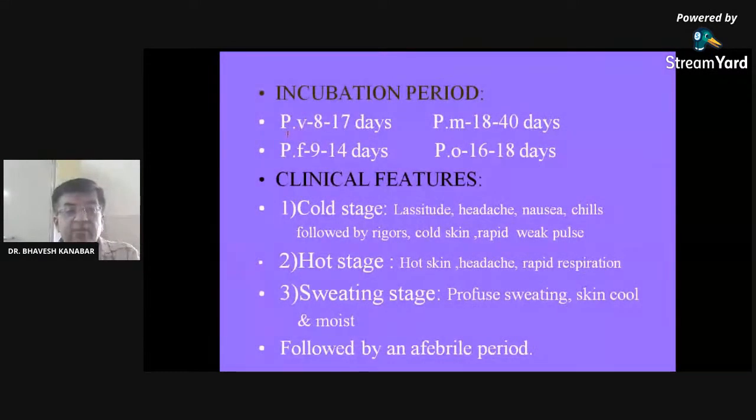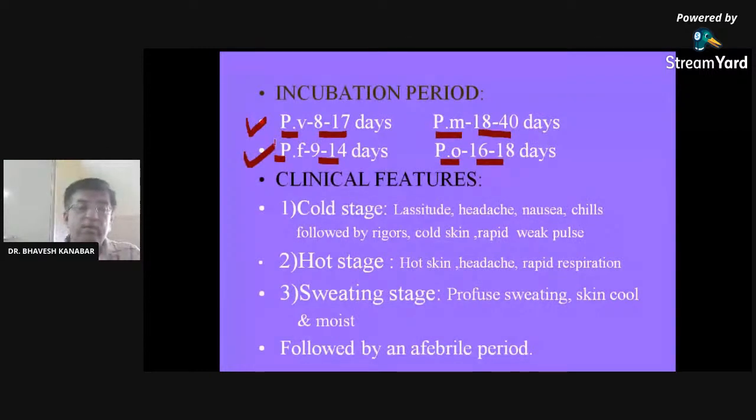Incubation period is different for different organisms. For Plasmodium vivax, it is 8 to 17 days. Plasmodium falciparum, it is 9 to 14 days. Plasmodium malariae, it is longer, 18 to 40 days. Plasmodium ovale, 16 to 80 days. If you remember for these two, it will be okay. Plasmodium vivax and Plasmodium falciparum, 8, 9, 17, 14.